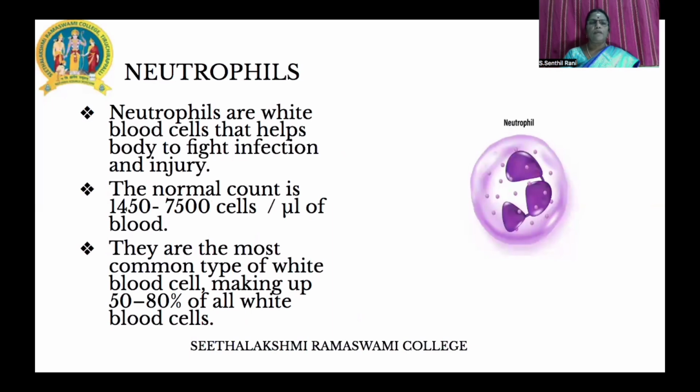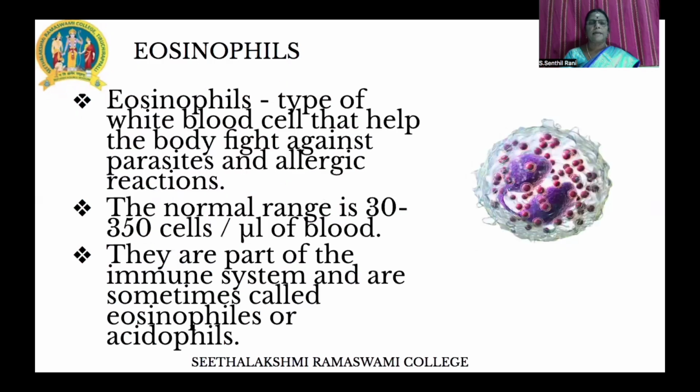Neutrophils. Neutrophils are white blood cells that help the body to fight infection and injury. The normal count is 1,450 to 7,500 cells per ml of blood. They are the most common type of white blood cells, making up 50 to 80% of all white blood cells.